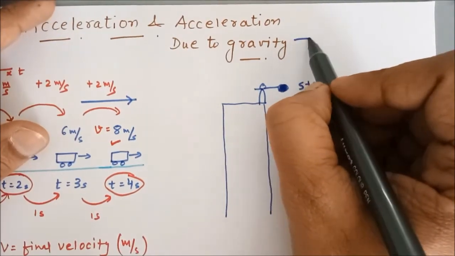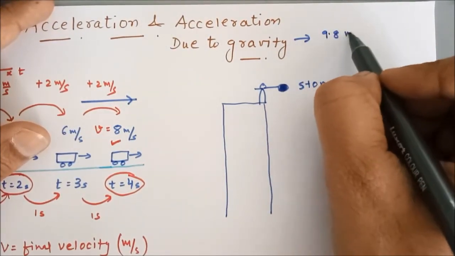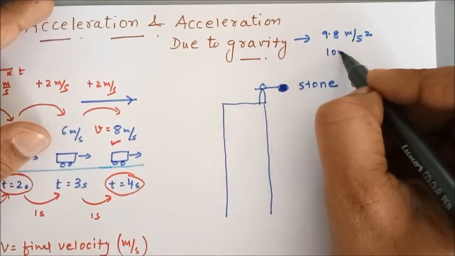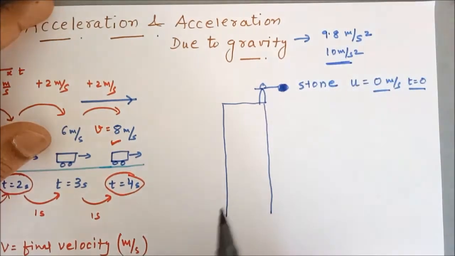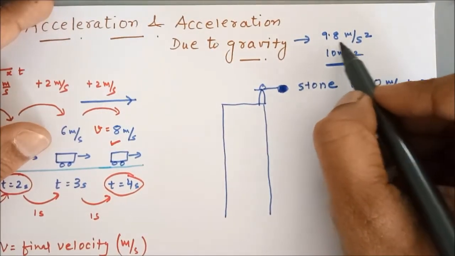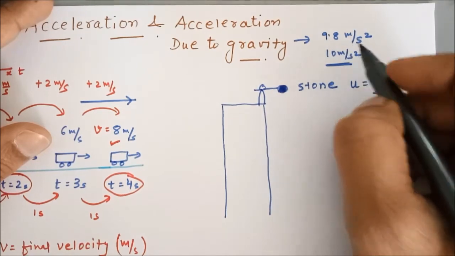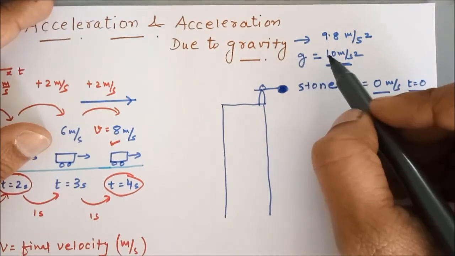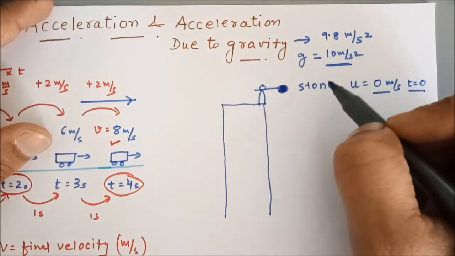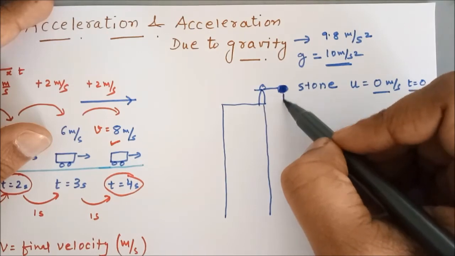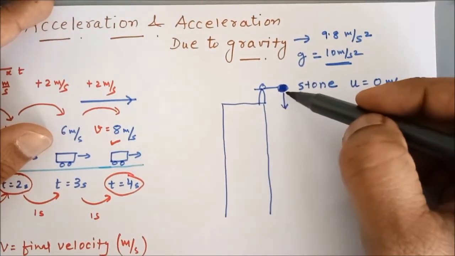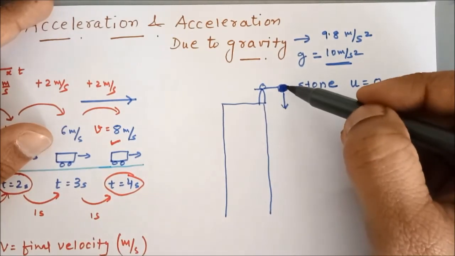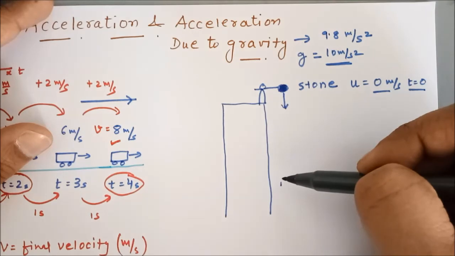Acceleration due to gravity, more precisely, is taken as 9.8 meter per second square. You can also consider it in some cases as 10 meter per second square, as this makes our job very easy, right? So if I consider this 10 meter per second square as the acceleration due to gravity, that is g. So g is the acceleration due to the gravitational force acting on the stone in this direction. That means the direction of force is this, the direction of increase in the velocity is this, and the direction of acceleration thus would be downward.